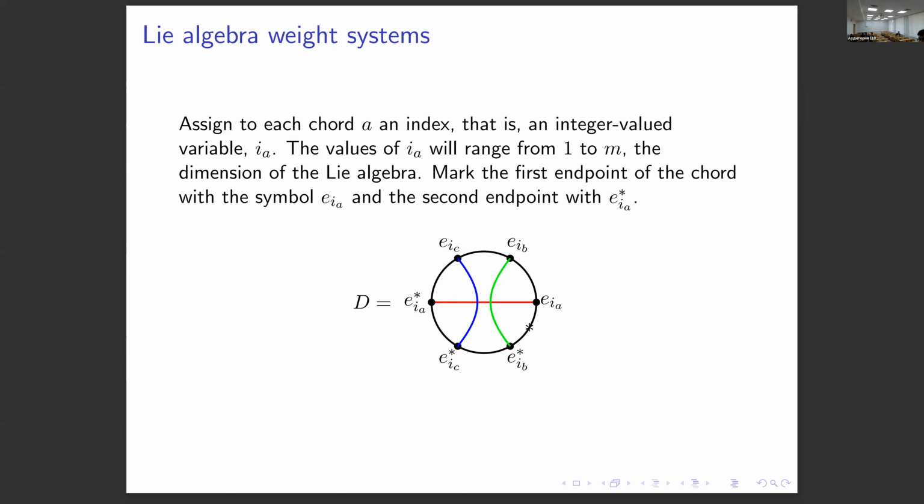And from this cut point, you can see that the first endpoint of the red is E_{i_a}, and the second endpoint is E*_{i_a}. For the green, the first endpoint is E_{i_b}, and the second endpoint is E*_{i_b}. And for the blue, the first endpoint is E_{i_c}, and the second endpoint is E*_{i_c}.